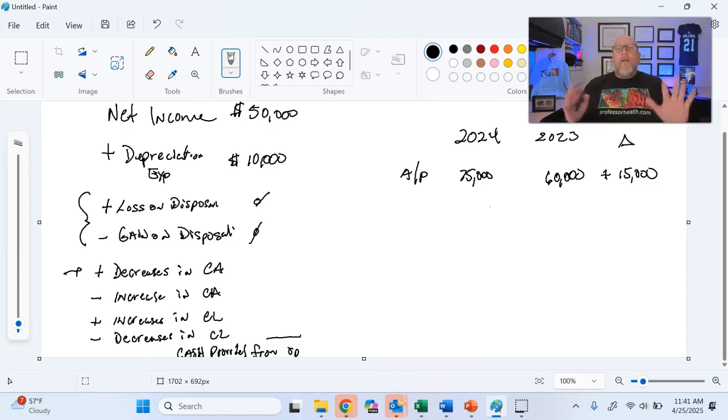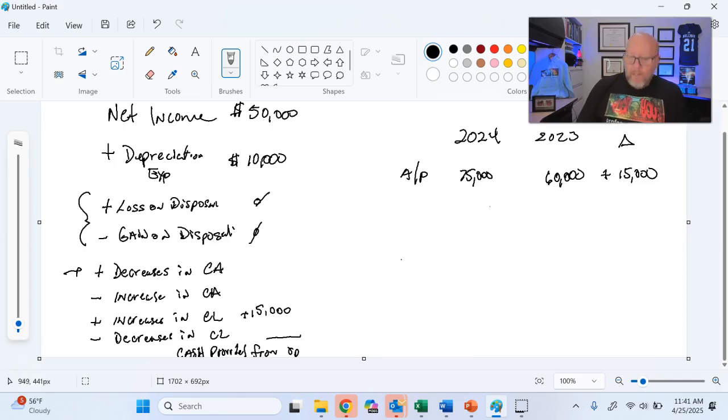And think about it. I'm acquiring something. So if I'm selling t-shirts and I acquired a bunch of t-shirts on account, that's sort of like a source of cash. Credit is a source of cash. So a 15,000 increase in accounts payable would be a $15,000 increase in cash.